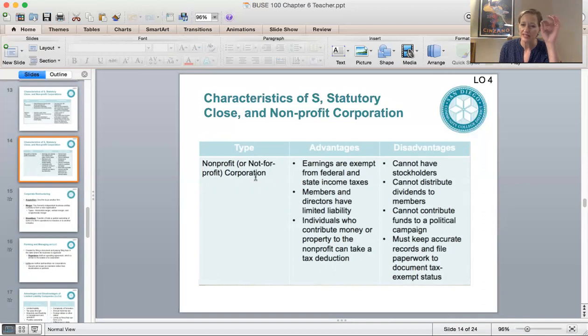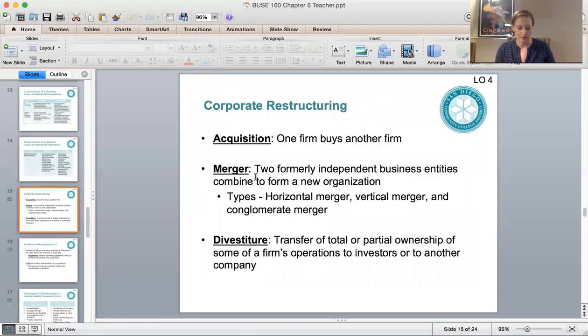We really have to be diligent about our record keeping to show that we're helping society with our nonprofit corporation. But there are tax advantages. We don't have to pay any federal tax or state income tax. And there's no liability for the people who manage it. We don't call them owners, we call them members, the members of the nonprofit. So there are good things and there are bad things, but you have to carefully consider which type of organization makes more sense. All right, moving on.